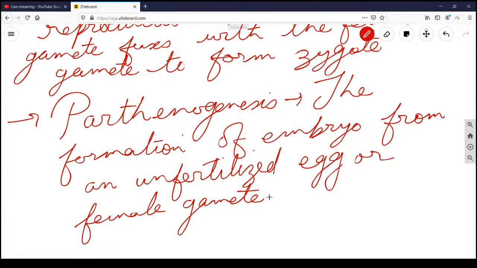Okay. So apomixis is a form of asexual reproduction that mimics sexual reproduction. There are other terms also. There is a term known as agamospermy, okay, that is also in your course, agamospermy.